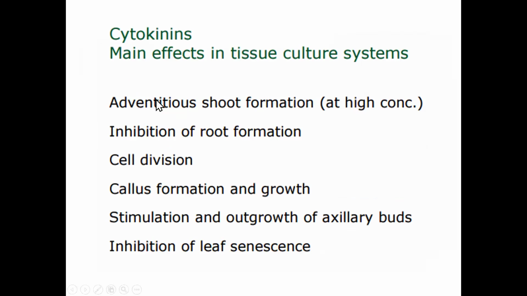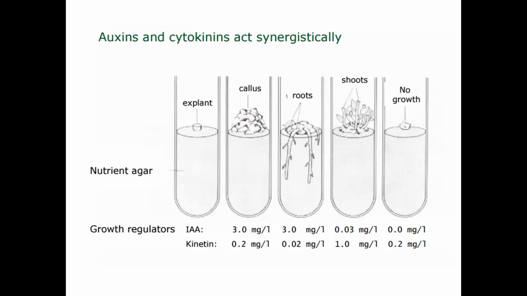What is the main function? Adventitious shoot formation, inhibition of root formation. That means if you use a high concentration of cytokinin, then your tissue culture plant cannot produce the root. This is why the auxin cytokinin ratio is very crucial. Cell division, callus formation and growth, stimulus and outgrowth of axillary buds, inhibition of leaf senescence. Leaf drop: in winter, many plants drop their leaves. It is called senescence, but cytokinin keeps the leaf young and does not allow it to drop.